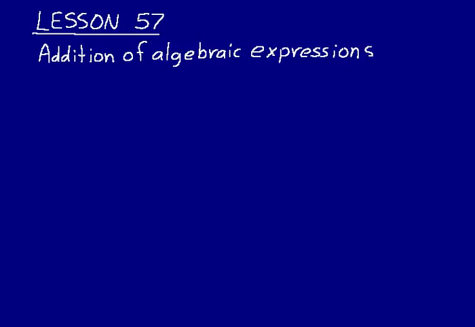Lesson 57 is on addition of algebraic expressions that contain negative exponents. Let's just go ahead and work some practice problems to understand this lesson. And you see this problem right here.